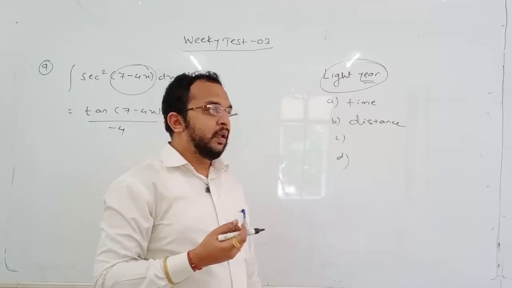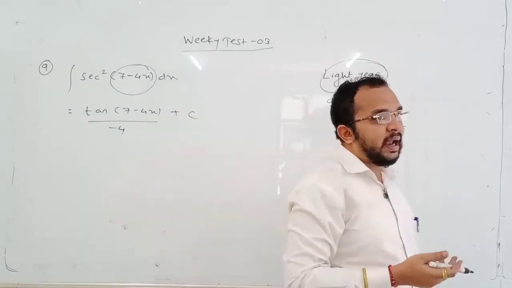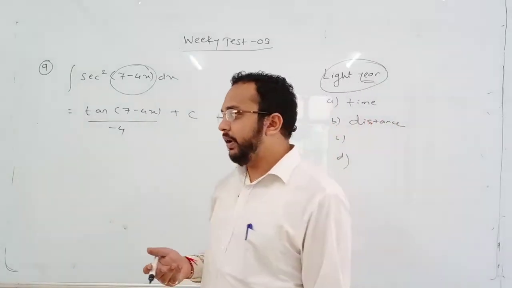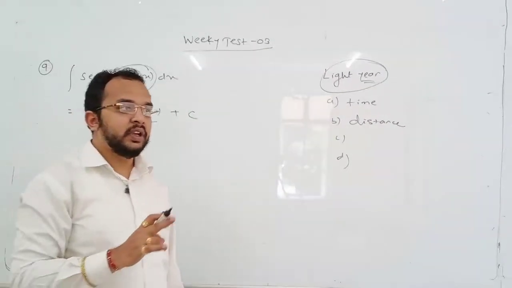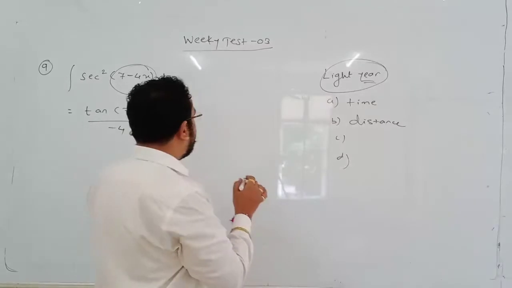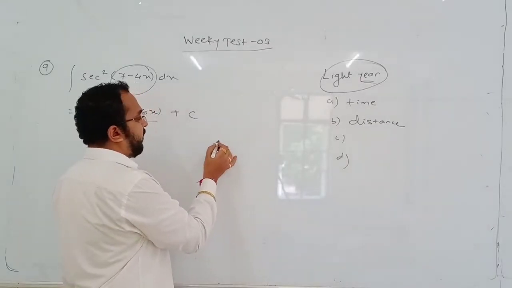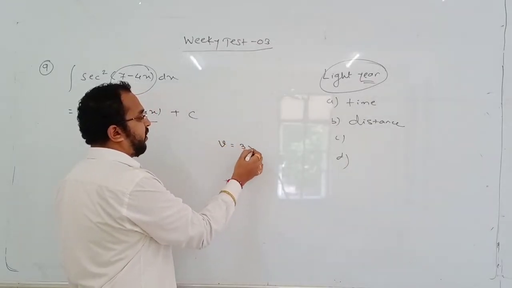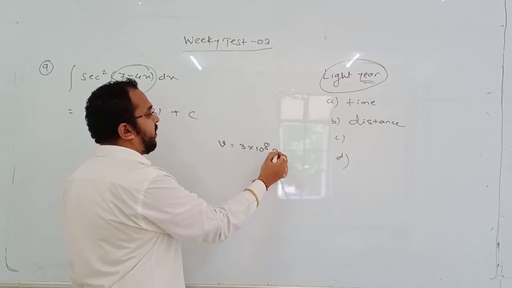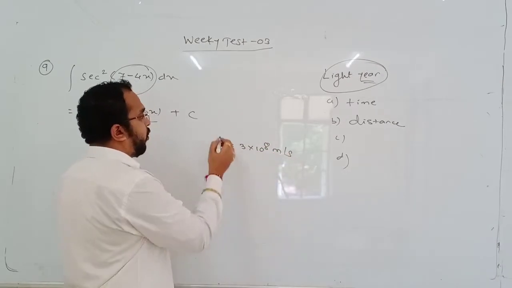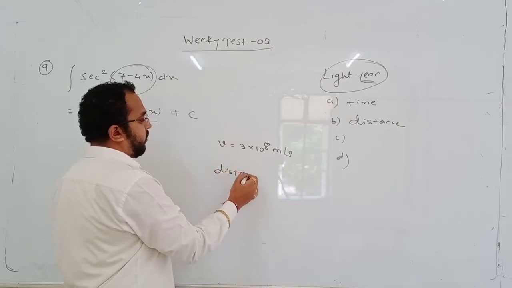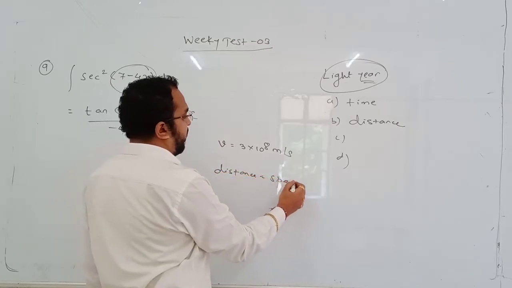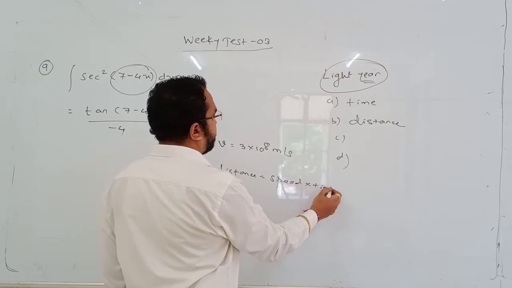Why? See, I will explain. I will define what a light year is. Light year is the distance traveled by light in 1 year. What is the speed of light? Speed of light is 3 into 10 raised to power 8 meter per second. And we know the formula of distance: distance is equal to speed into time.